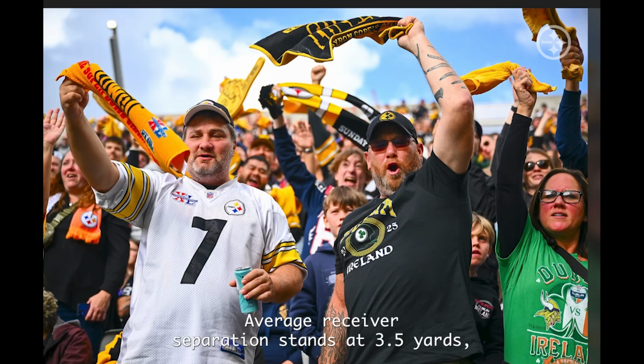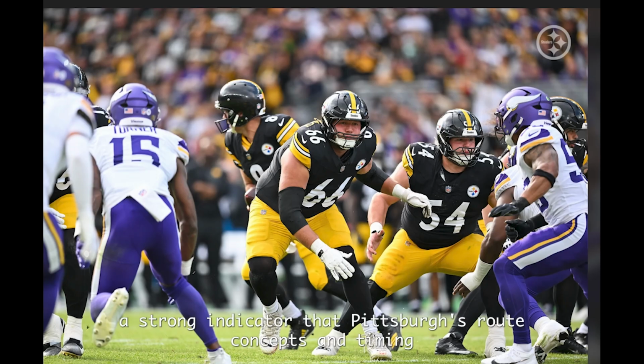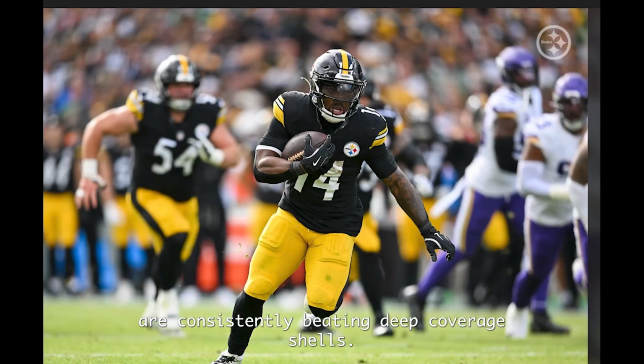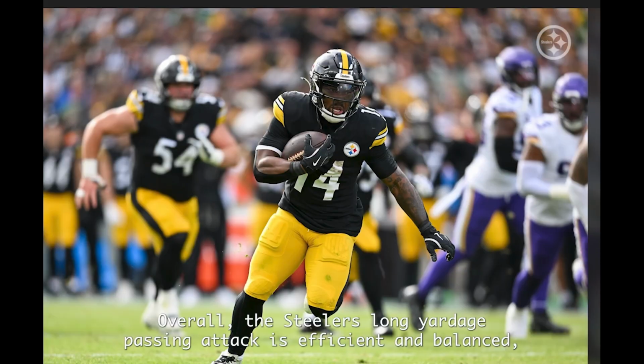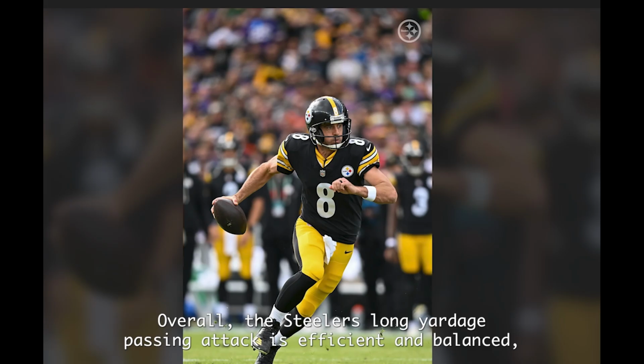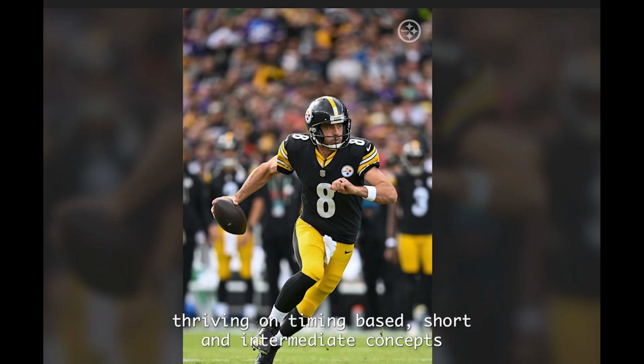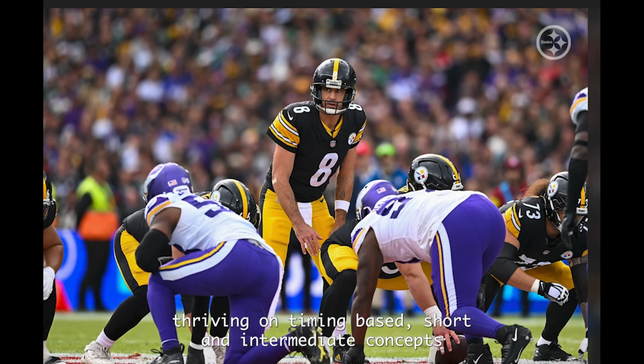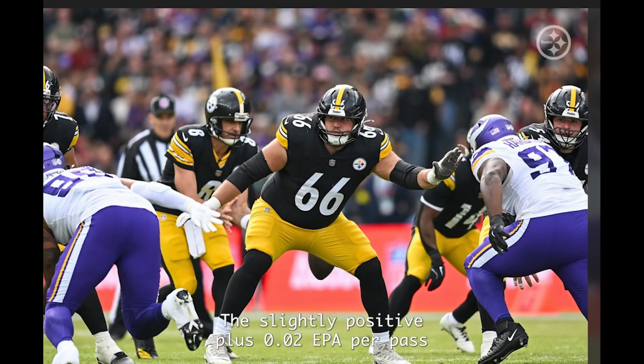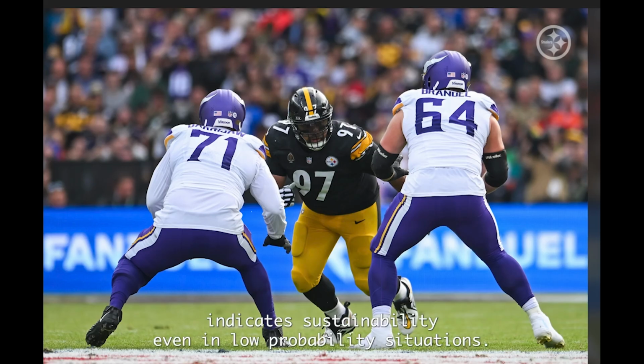Average receiver separation stands at 3.5 yards, a strong indicator that Pittsburgh's route concepts and timing are consistently beating deep coverage shells. Overall, the Steelers' long-yardage passing attack is efficient and balanced, thriving on timing-based short and intermediate concepts rather than deep, high-risk throws. The slightly positive plus 0.02 EPA per pass indicates sustainability even in low-probability situations.